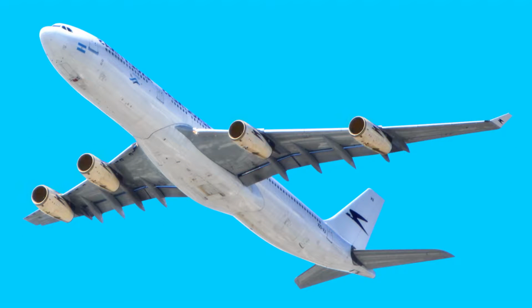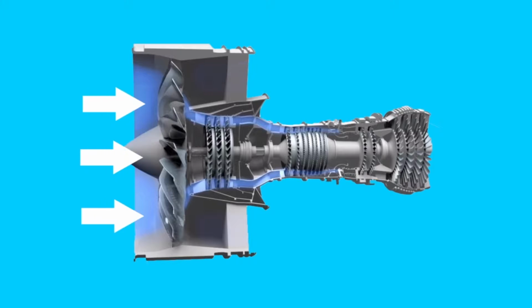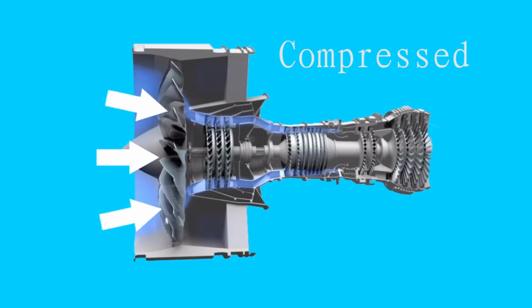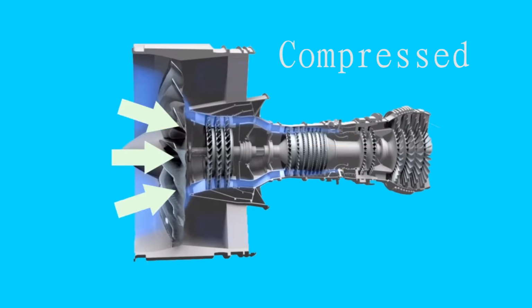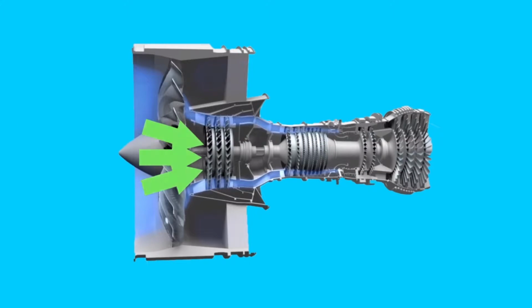Attached underneath the wings are the engines. The engines make sure that the airplane is able to move forward. The engine sucks in the air at the front. The air that is sucked in gets compressed. Once it reaches the end of the compressing section, the compressed air blows out of the back of the engine with high speed, which pushes the airplane forward.